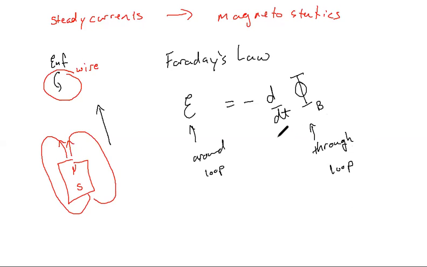So this is explicitly a time-dependent thing. If the magnetic field is constant, if everything's constant, this is just zero, and this is not something you would ever see. You have to have things in motion. You have to have some sort of time dependence. That's really what you need.